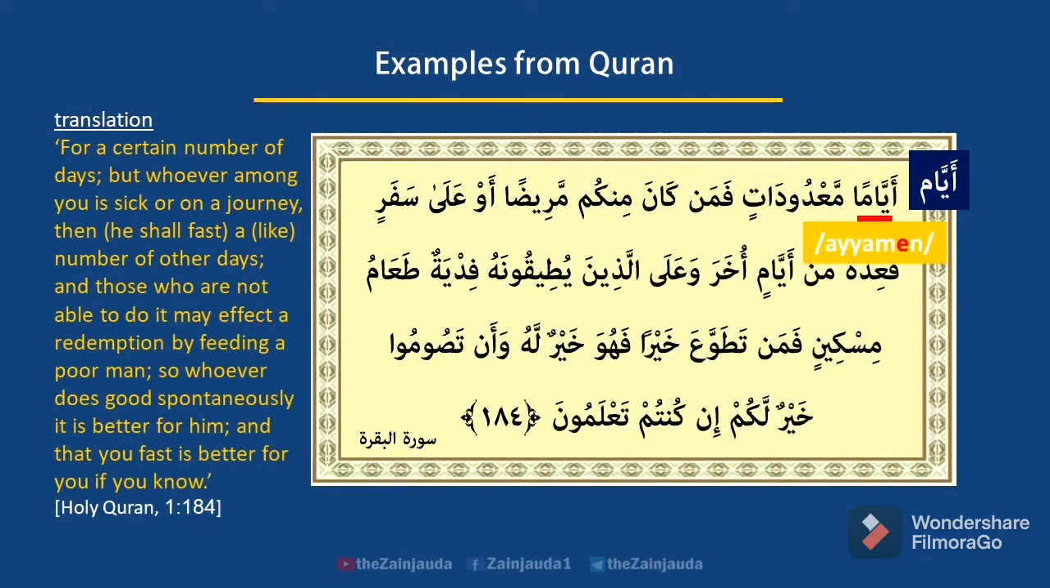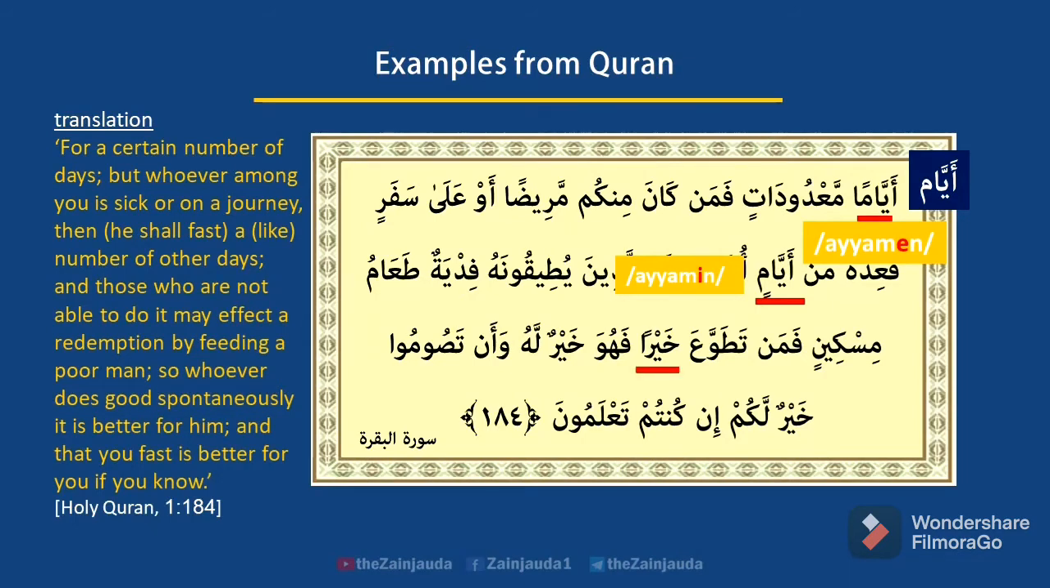Ayyaman. The second word is ayyamin. Notice the tanween al-kasr at the end of this word. It is the same word that we have just read with tanween al-fath. It is ayyam, which means days, and with the tanween al-kasr it became somehow different. So the first one is ayyaman, the second one is ayyamin. Ayyamin.